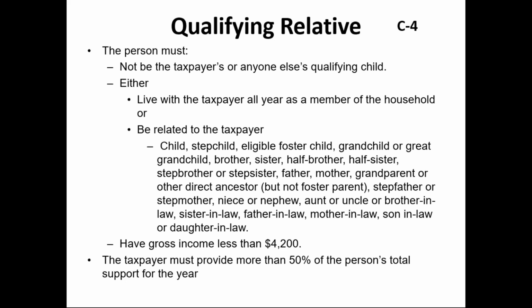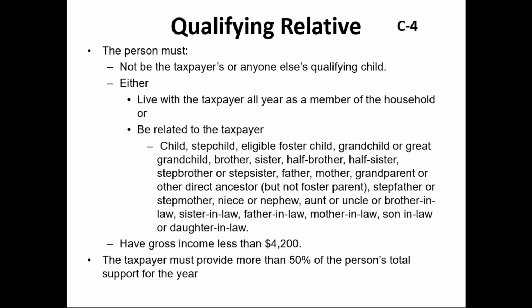Now, they cannot have provided more than half their own support. So in the qualifying child rule, the only thing we determined was the child didn't provide half their own support. Now, in this case, we have to see, did the taxpayer provide more than half the support for the individual they want to claim as a qualifying relative? So now you need to demonstrate that you have provided more than half the support for this individual. So what we want to look at here is whether or not that person has provided at least half the support. Now, a couple of things we look at.